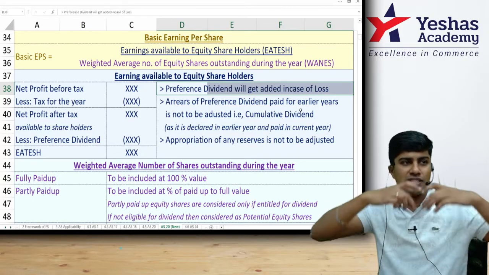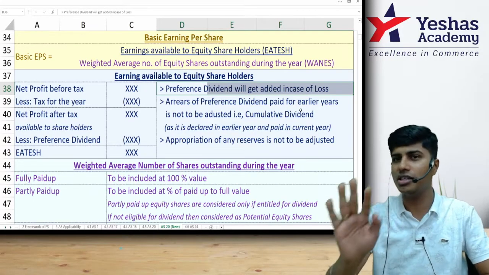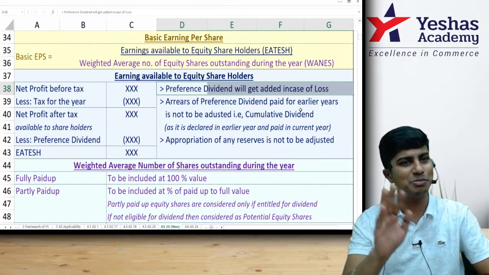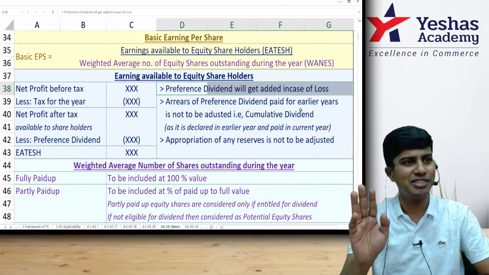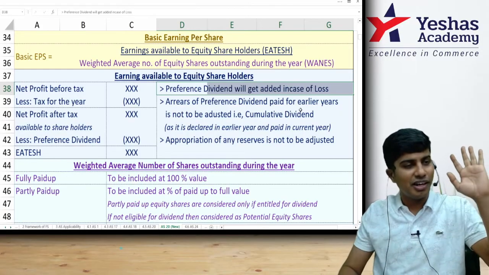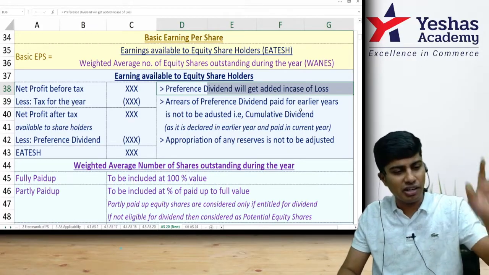Sir, if it has loss, can I say LPS? No, it is still EPS, earnings per share, negative. Loss per share is not used; earnings per share is minus. Are you getting this? It is earnings per share negative.